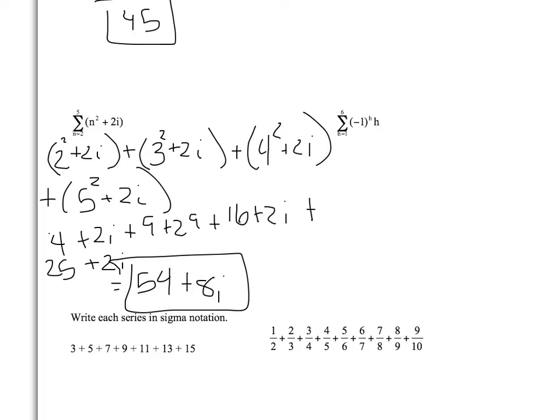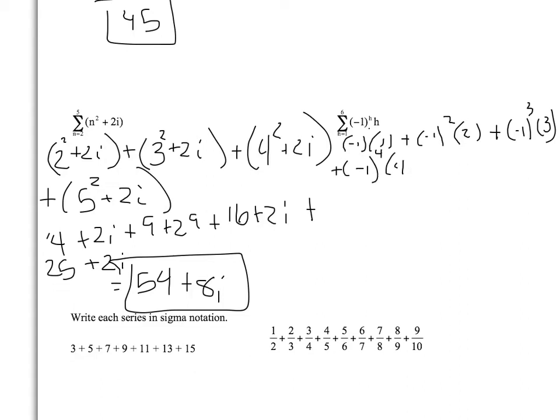This one on the right hand side, this one says h goes from 1 to 6. So wherever I see an h, I'm plugging in the numbers 1 through 6 and adding them up. So it'll be negative 1 to the first times 1 plus negative 1 squared times 2 plus negative 1 cubed times 3 plus negative 1 to the 4th times 4 plus negative 1 to the 5th times 5 plus negative 1 to the 6th times 6.